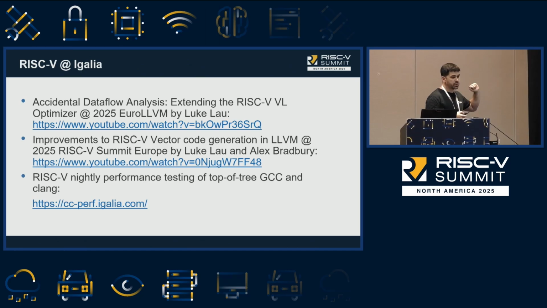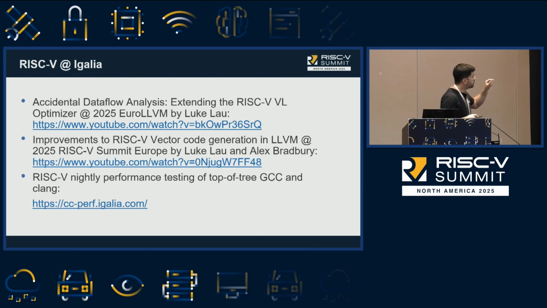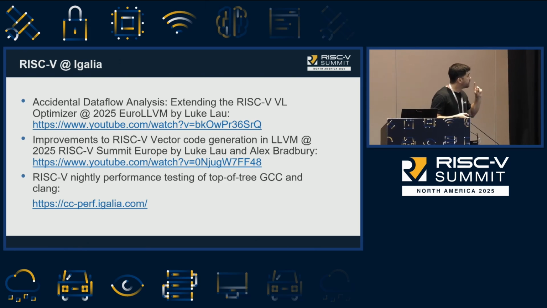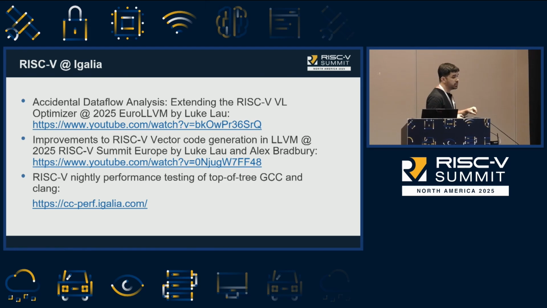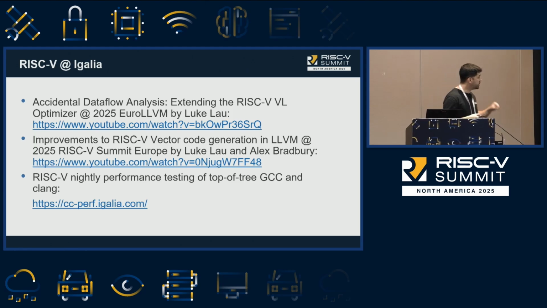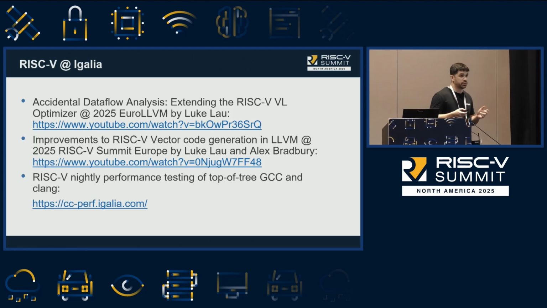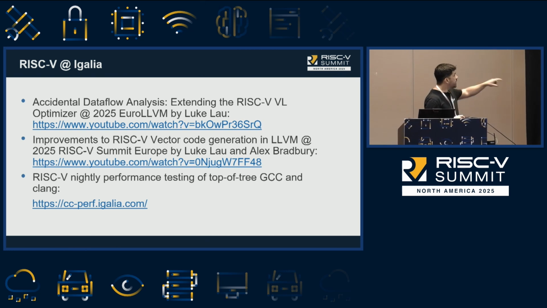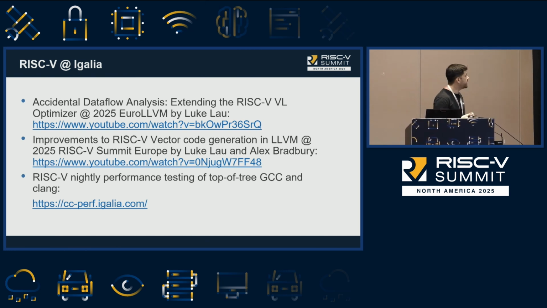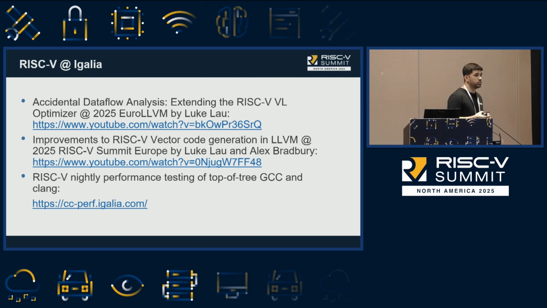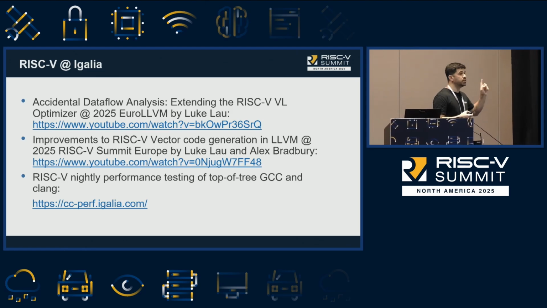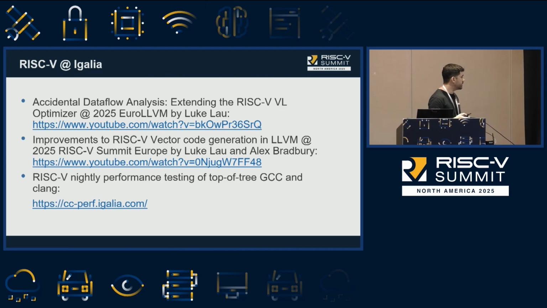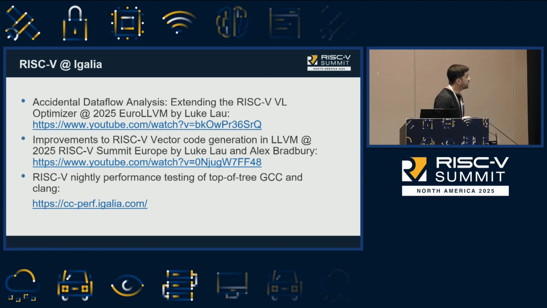Before I finish, I just wanted to share what else we are doing at Igalia related to RISC-V. We had a talk this year at EuroLLVM by Luke related to data flow analysis. And at the RISC-V Summit in Europe, we had another talk by Luke and Alex about vector code generation. And now at Igalia we also provide a nightly test build for RISC-V on the X60, for both GCC and LLVM Clang. You can see the results daily of the top of tree in both repositories. And that's it. Thank you.